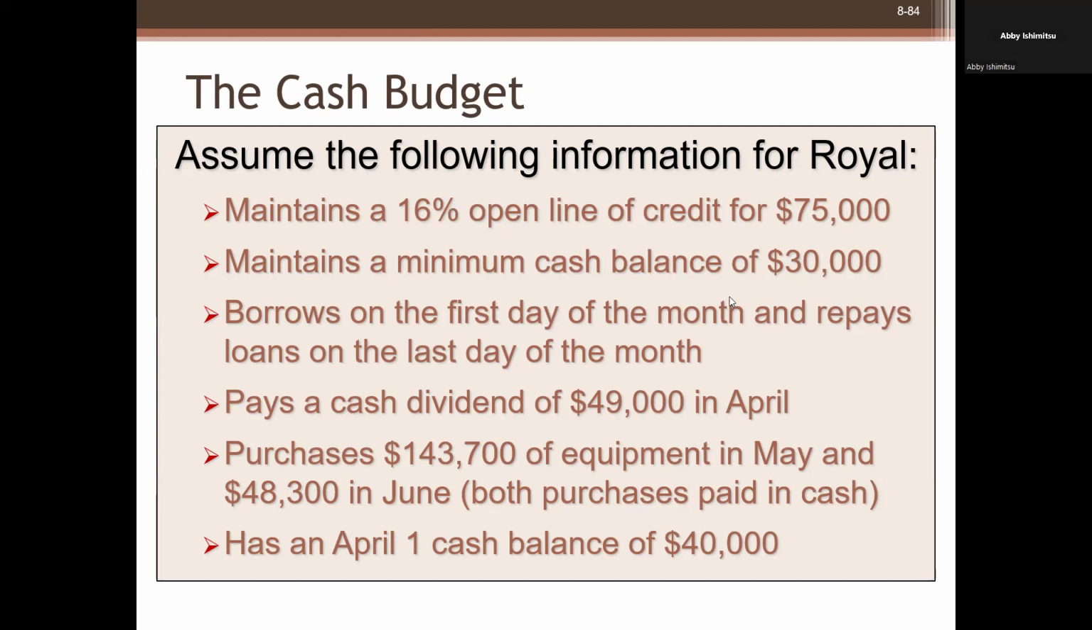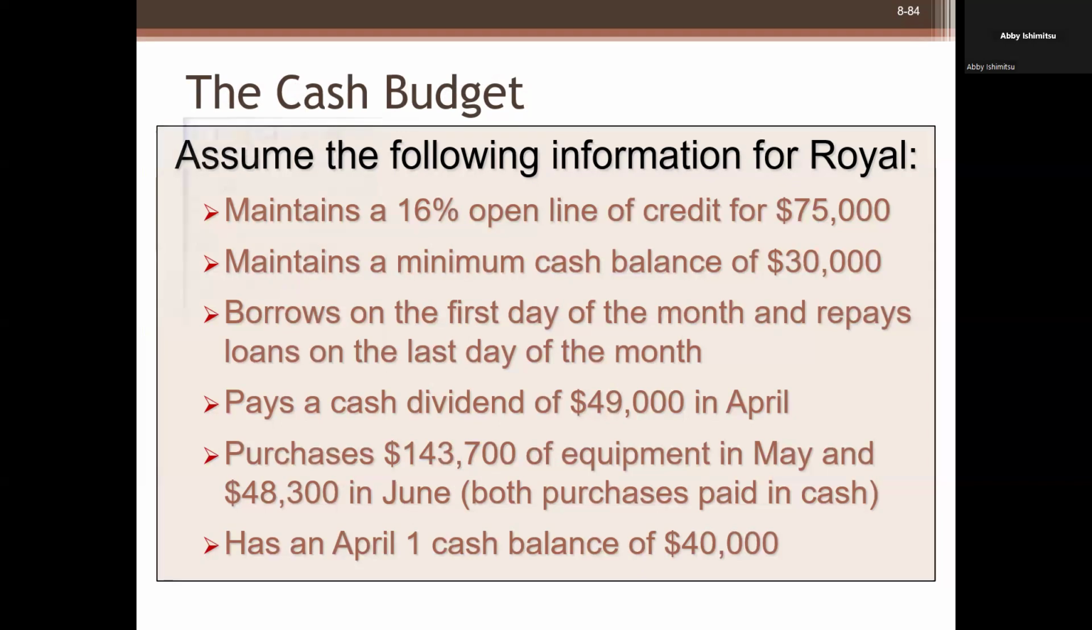And our policy at this company is $30,000 minimum cash balance at the end of the month. That's just kind of a safe number. And just to make calculating interest easier, we borrow on the first day of the month and we pay back on the last day. And then here's some additional information. We're going to have a cash outflow in April of a dividend. We're going to have cash outflows of equipment purchases in May and June. And we start off the month of April with a $40,000 cash balance.